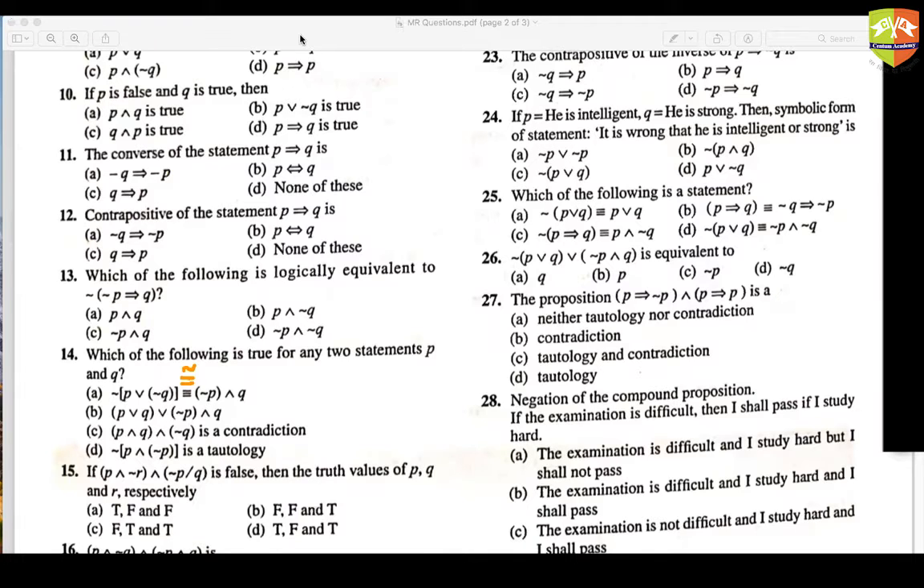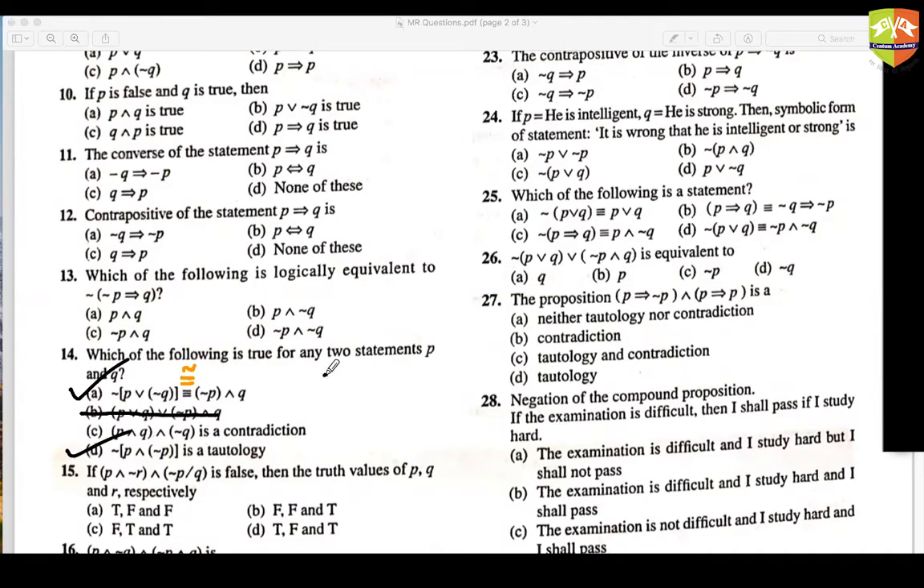Sir, a contradiction here is what? I understood what contradiction actually means, but what is it in this context, sir? It means this output will always be false. Oh, okay. That means fallacy. Yep. A and C, right? Yes, sir. A and C. Okay.